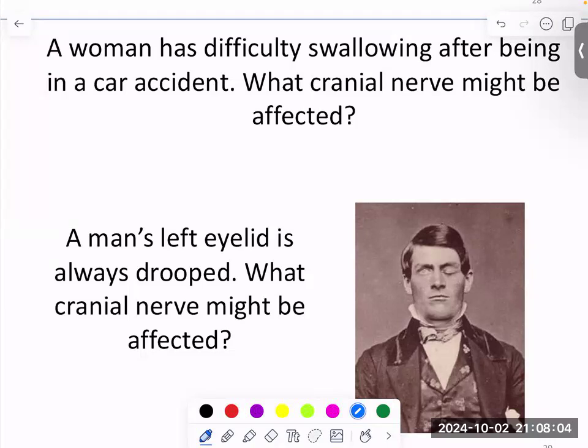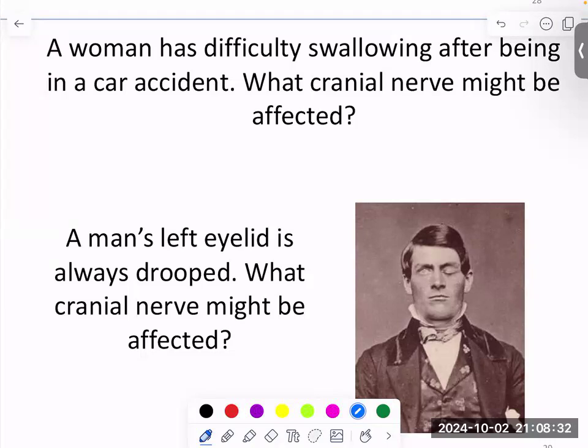Like in this picture, I have the cursor on the bad area. A man's left eye is always drooped. What cranial nerve might be affected? Oculomotor. That's the one that controls the eyelid. Because only one side of the ocular motor was damaged.